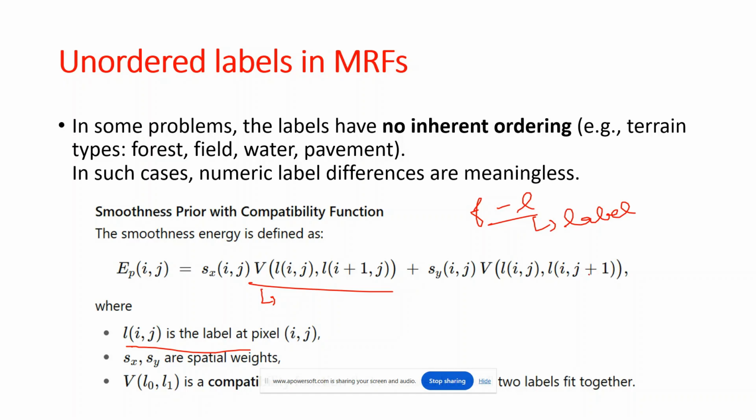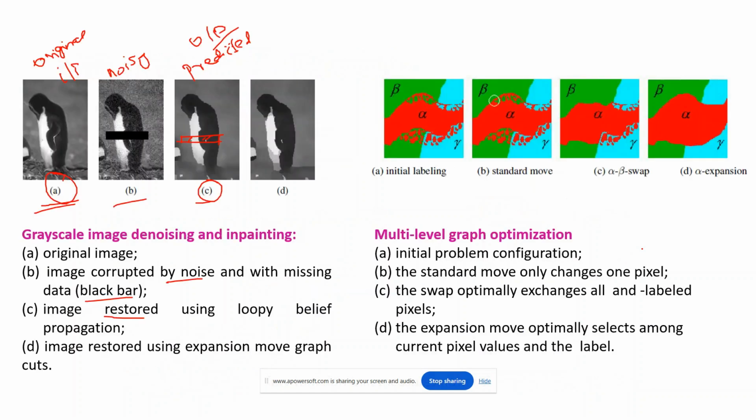In SY I'll compare I comma j plus 1. So this is about unordered labels in MRF. See this image. I already told A represents the original image, B represents the corrupted image, and C and D are images restored, using loopy belief propagation and using graph cuts. Both are two separate optimization techniques.